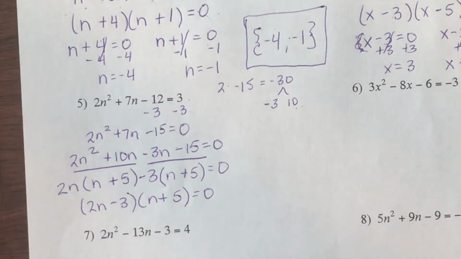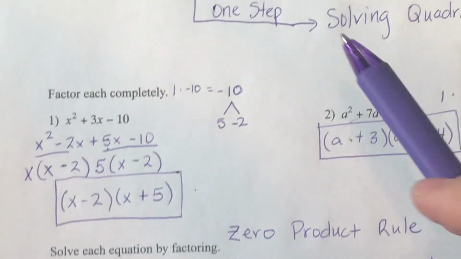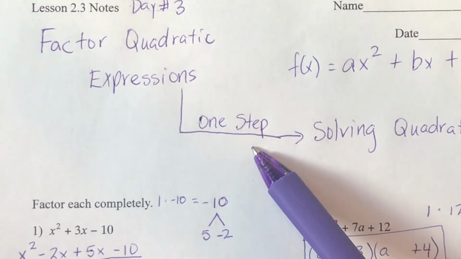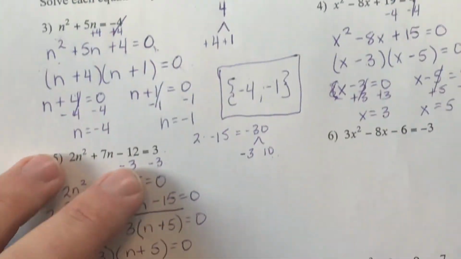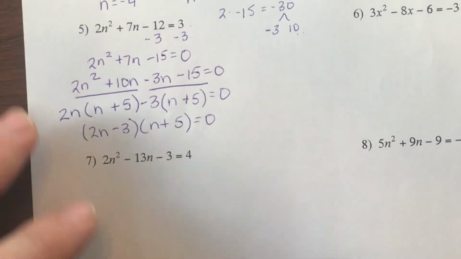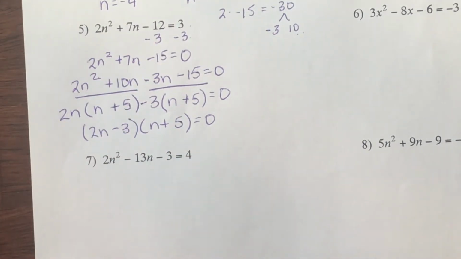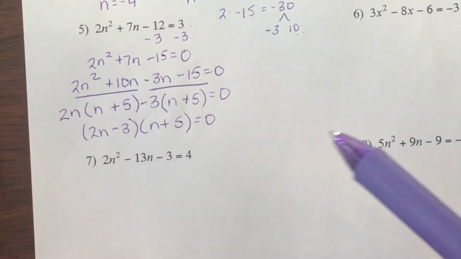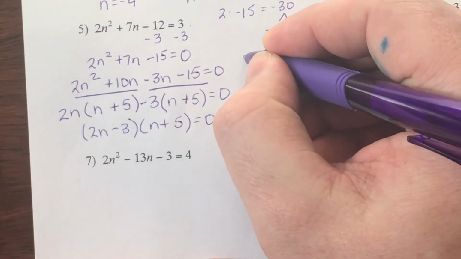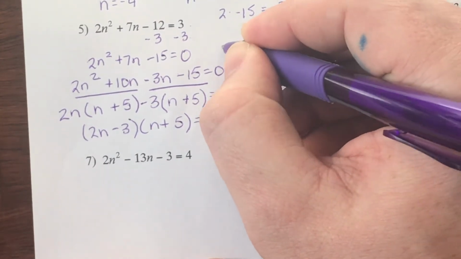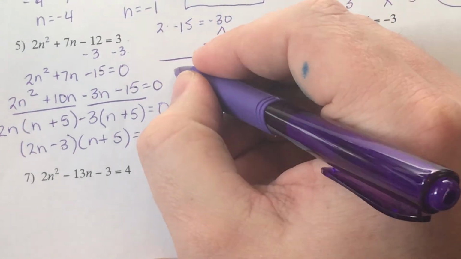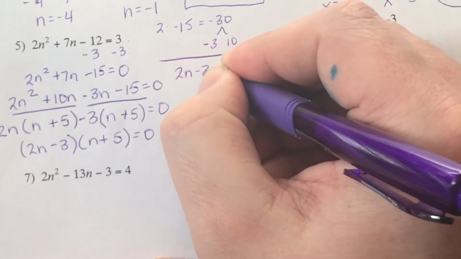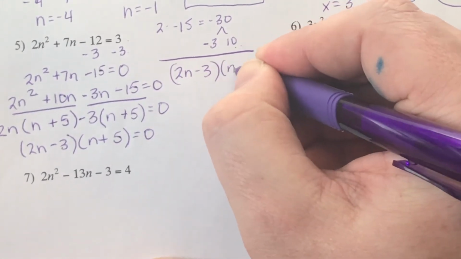Now, we're used to putting the brakes on right there and saying, okay, we're done. We're good. But as I mentioned at the introduction, we're taking it one step further by saying now we're actually solving this. We're actually saying this is the answer to this equation. So I'm going to rewrite the whole thing as 2n minus 3 and n plus 5.